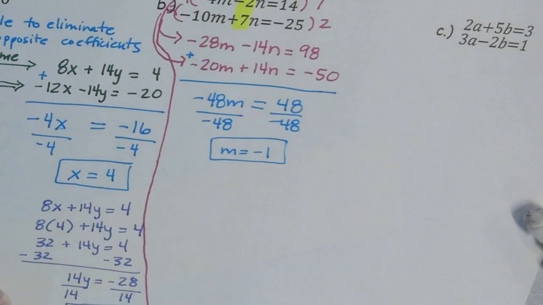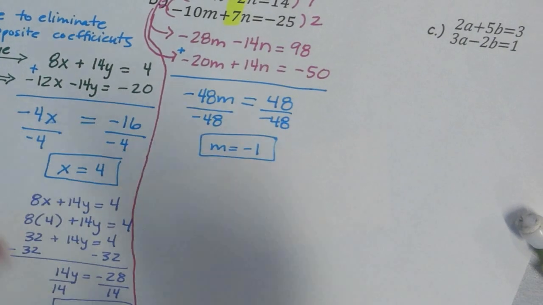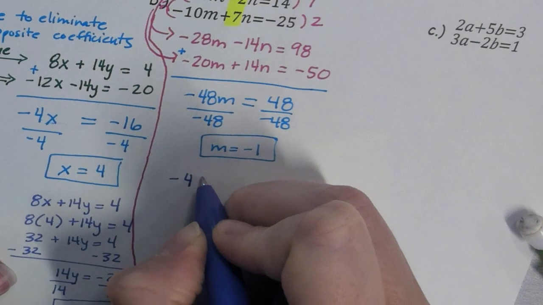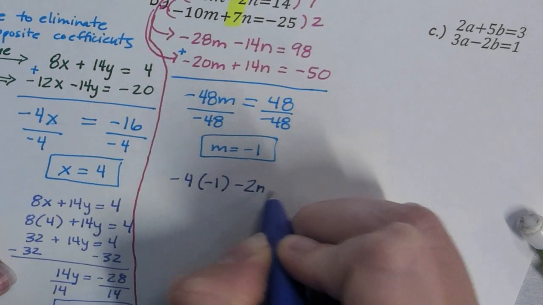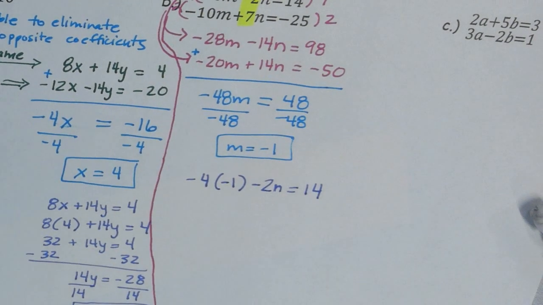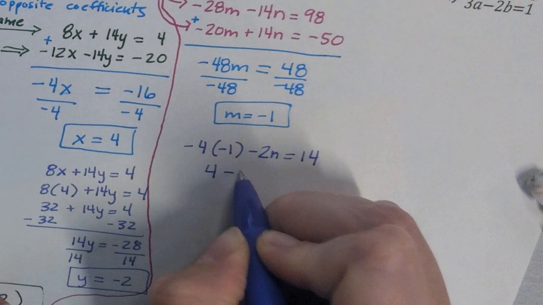Okay, and then again, you have the choice of which equation you want to plug it back into. So I just chose the top one. So this would be -4. Instead of m, I'm going to plug in -1, and then I'm going to solve this for n. So there are some negatives that we want to be mindful of. Okay, so a negative times a negative is a positive.